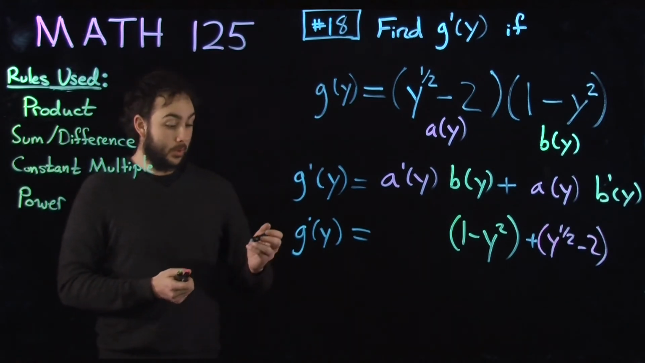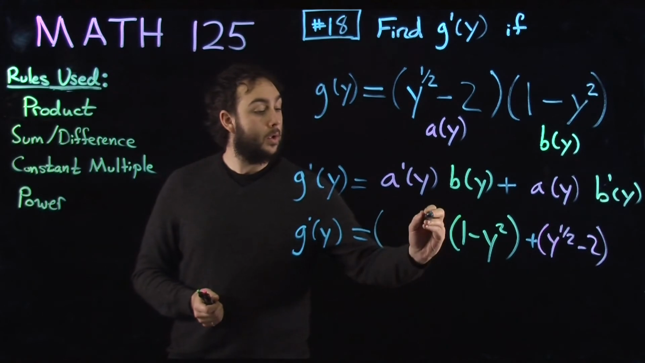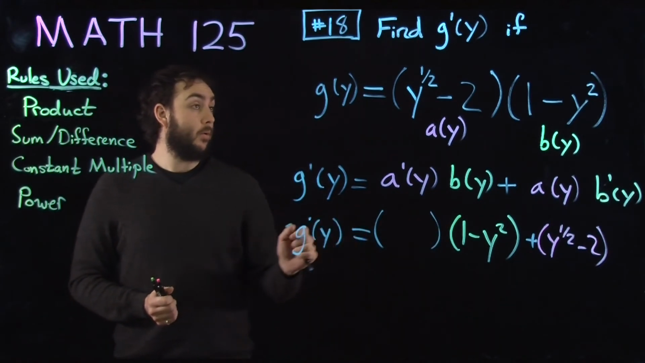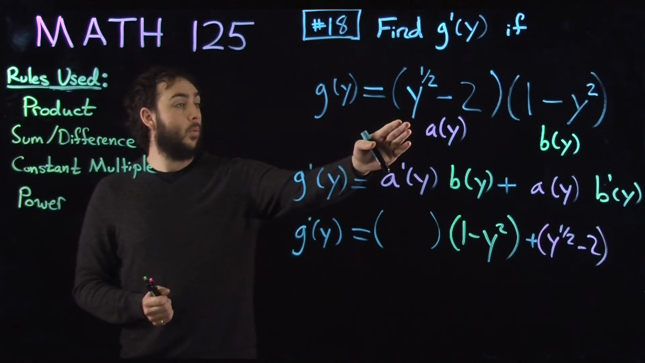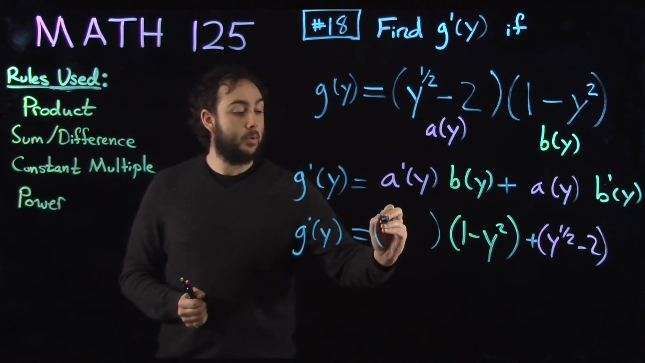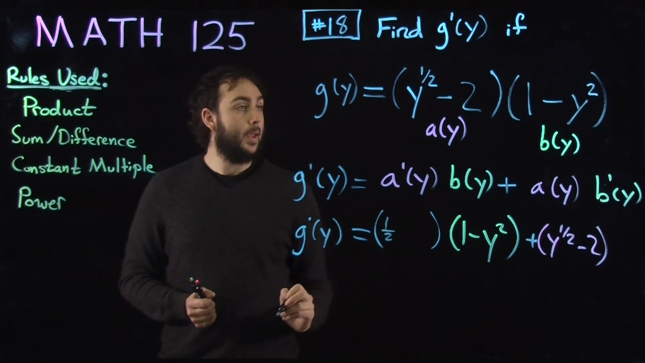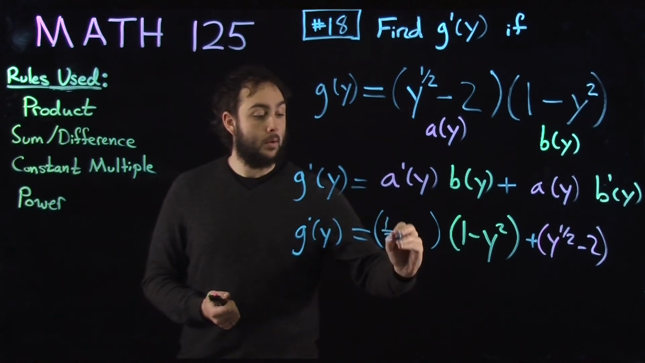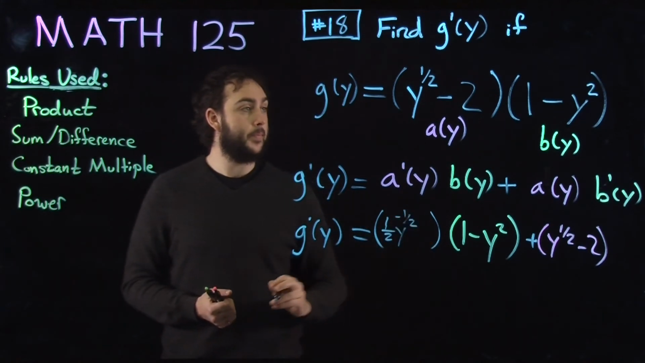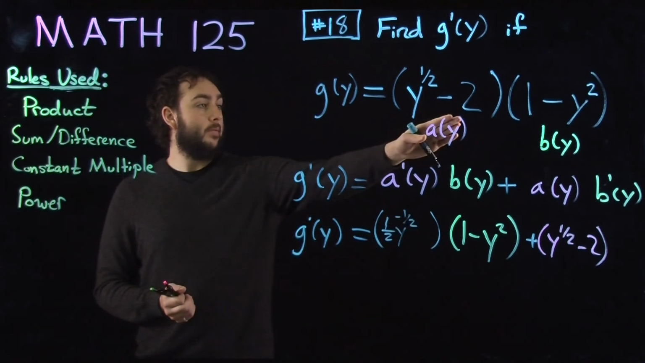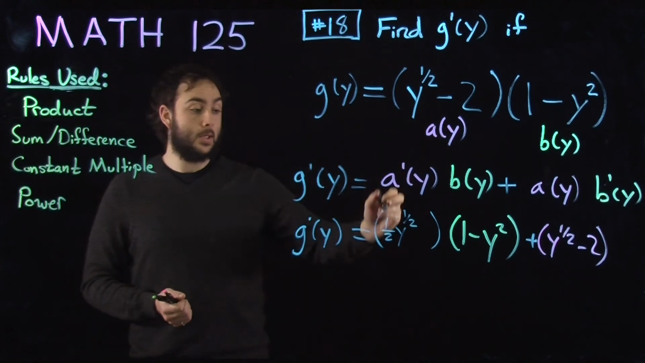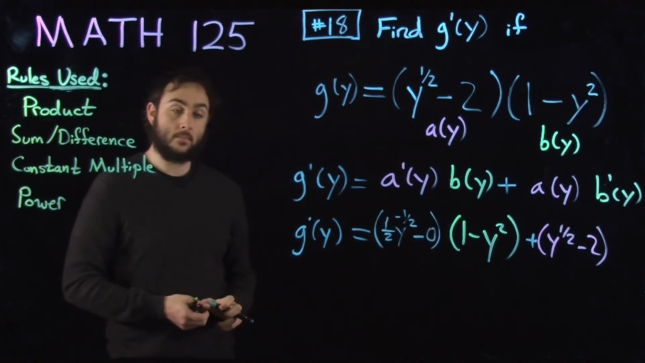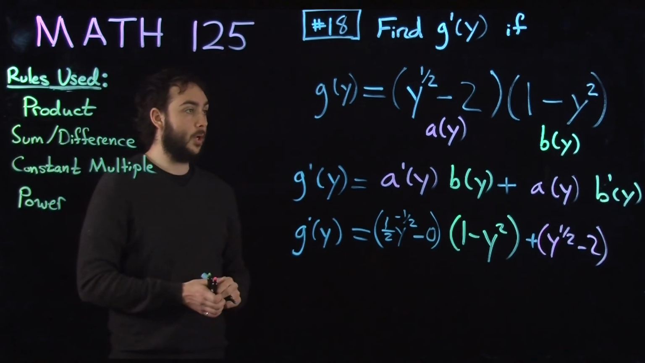So for a, what that says is we will also be using the sum and difference rule. So for the power rule, you take the term y to the 1/2, bring the exponent down, and then subtract 1 from the exponent. So the 1/2 exponent becomes negative 1/2. Okay? And the derivative of 2, which is a constant, is 0. All right, we're almost done.